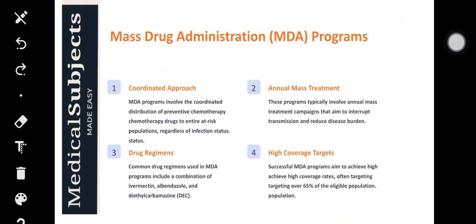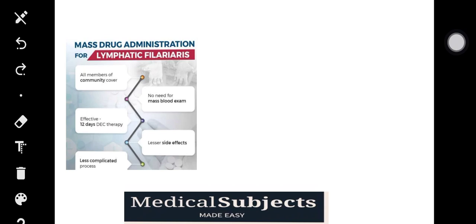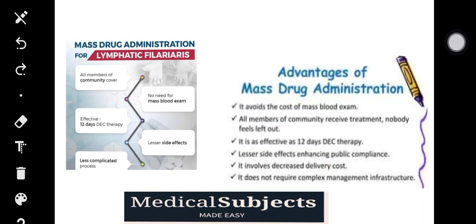For high coverage, successful multi-drug administration programs aim to achieve high coverage rates. They target more than 65% of the eligible population. So in mass drug administration, all members of the community are covered. No need for any blood examination. Irrespective of whether a person has the disease or not, they are given these 3 drugs: DEC, albendazole, and ivermectin. Then effective 12 days DEC therapy: a single dose is given for 12 days, with lesser side effects and a less complicated process. Only for 12 days annually, once in a year. So those are the advantages.